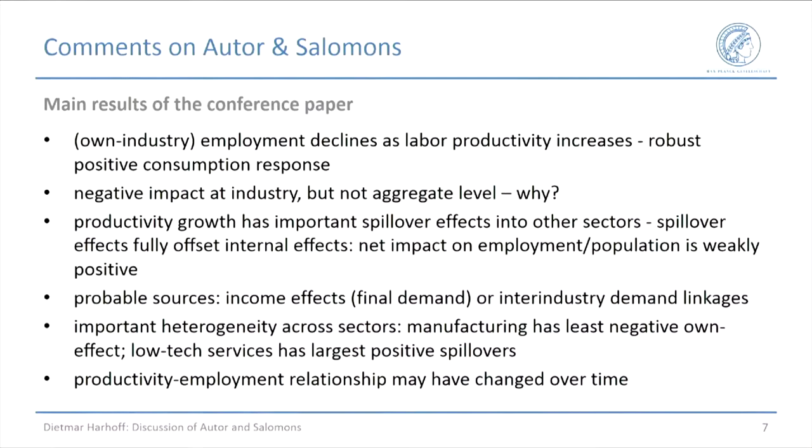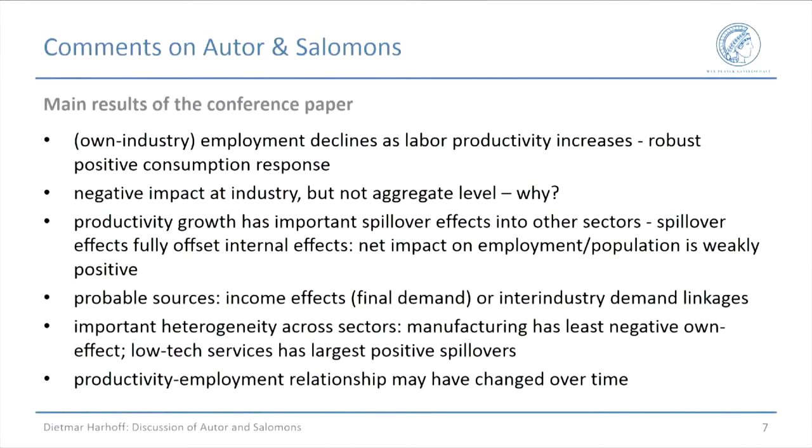The first one is predictable. Own industry employment declines as labor productivity increases, and this is a very stable finding that they test and where they have various robustness checks. They also show that there is a consumption response, but nonetheless, there's a negative impact at the industry level, but not at the aggregate level, and they go on and try to explore why that is. And the argument is that productivity growth has important spillover effects into other sectors, and that these effects actually fully offset the negative internal effects, and that the net impact on employment over population is weakly positive.